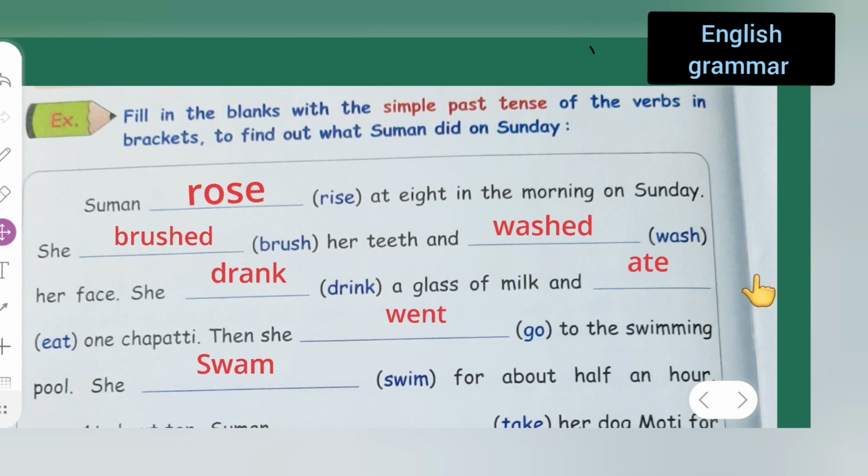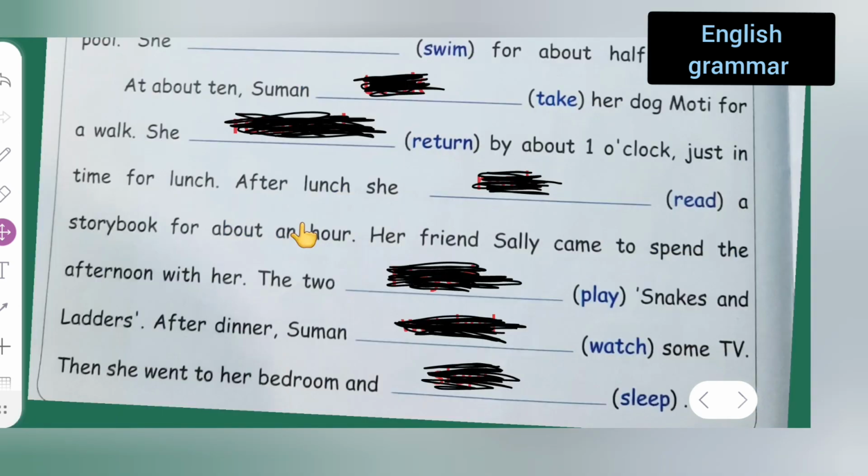Now moving towards the second paragraph. I hope you all have understood the first paragraph. Okay. Now let us move towards the second paragraph. Now second paragraph will be this. And about 10, Suman dash take her dog Moti for a walk. So what will come? Take will be took, right? So at about 10, Suman took her dog Moti for a walk.